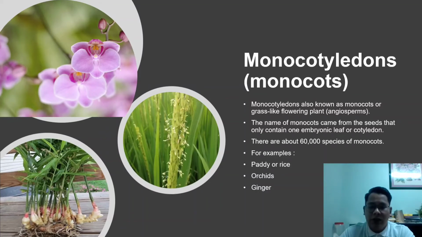Monocotyledon, also known as monocot or grass-like flowering plant. The name monocot came from the seeds that only contain one embryonic leaf or cotyledon. There are about 60,000 species of monocots. For example, paddy or rice, orchids, and ginger.